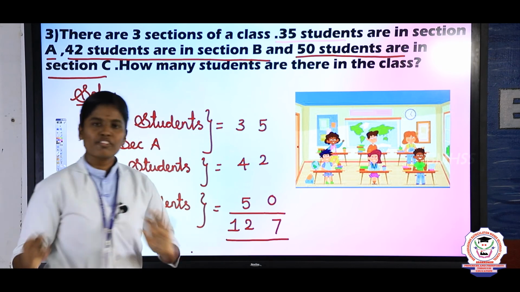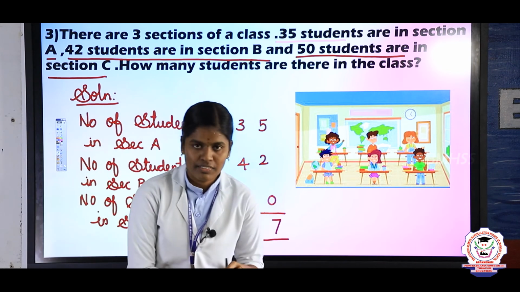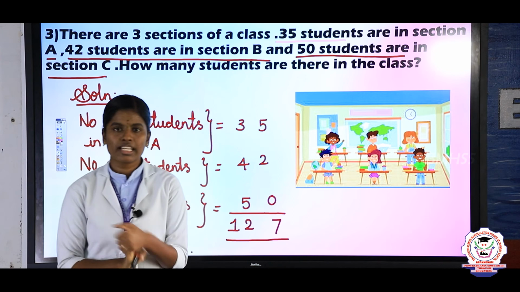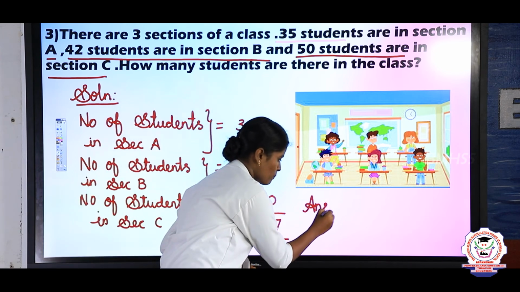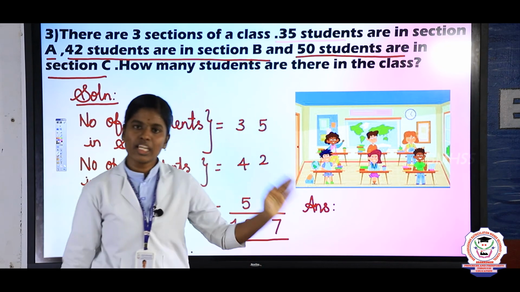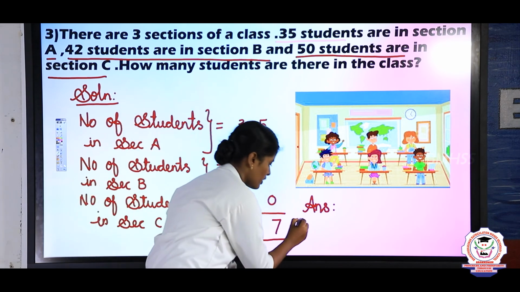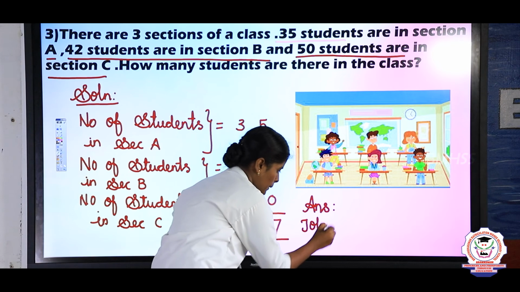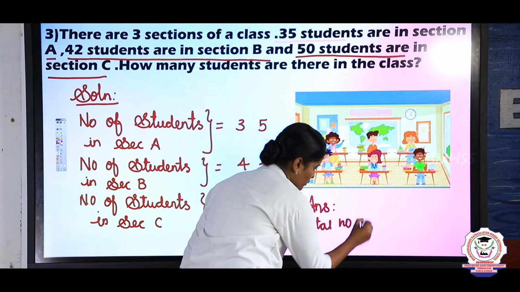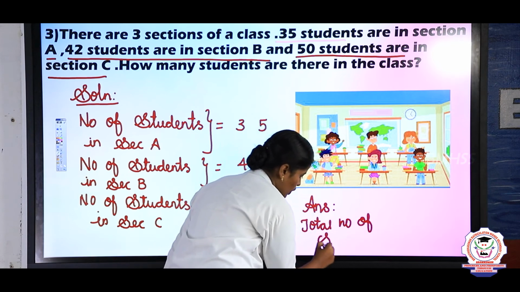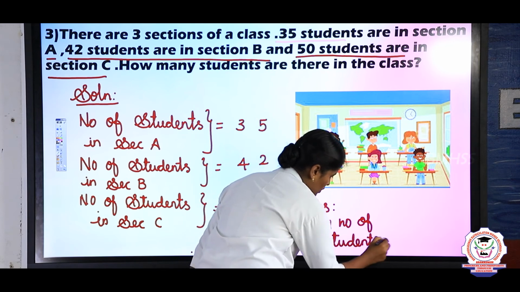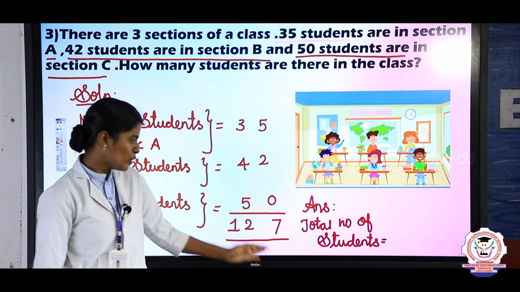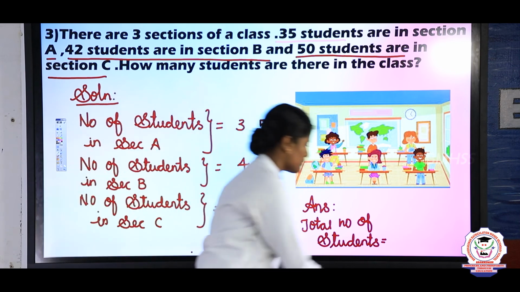So total number of students, 127 students are there. Totally how many students are there? 127 students. So write the answer. Total number of students equal to 127.